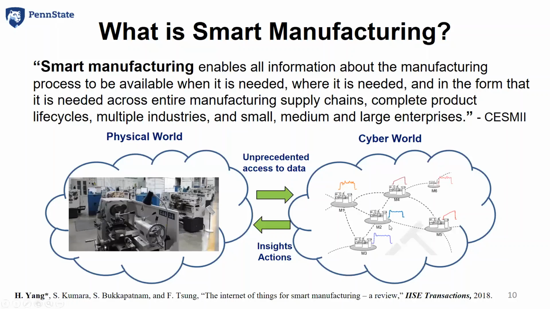This makes it possible for us to simulate the physical world in the cyber world, or map the physical things to cyberspace. Then we can run optimization, decision-making, diagnostics, and predictive maintenance algorithms in the cyber world, and feed the insights and actions back to the physical world. So smart manufacturing is the seamless integration of cyber and physical space.